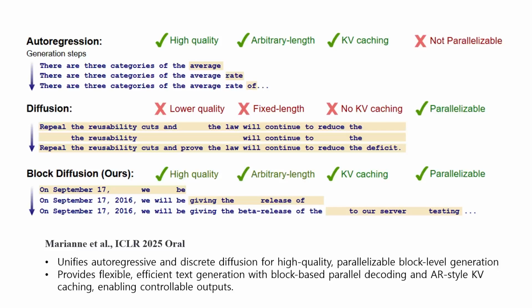In summary, block diffusion bridges the gap between autoregressive and diffusion-based language models, providing an efficient balance between performance, flexibility, and speed. It's a promising avenue for future research and industrial deployment, especially in scenarios demanding controllable, high-quality text generation.